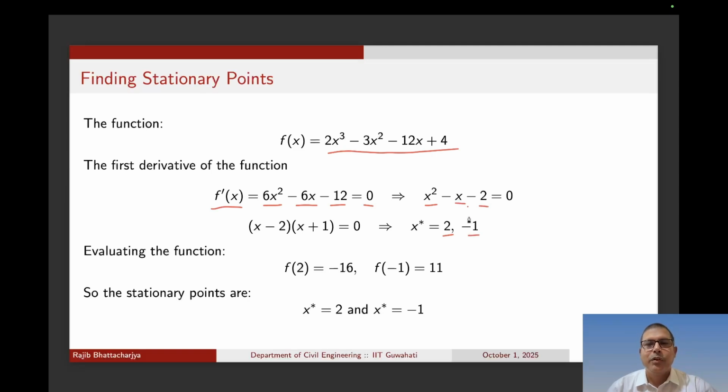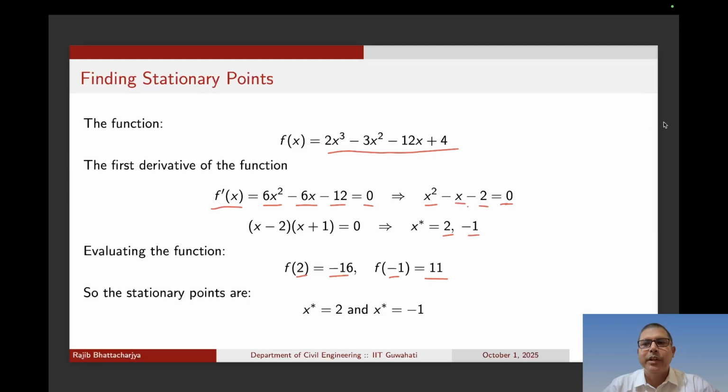So there are two roots of this particular problem, or you can say that there are two stationary points, one at x equal to 2 and one at x equal to minus 1. Then let us obtain the function value at x equal to 2, it is minus 16, and at x equal to minus 1, it is 11. So we have obtained the stationary points and also the function value at the stationary points.